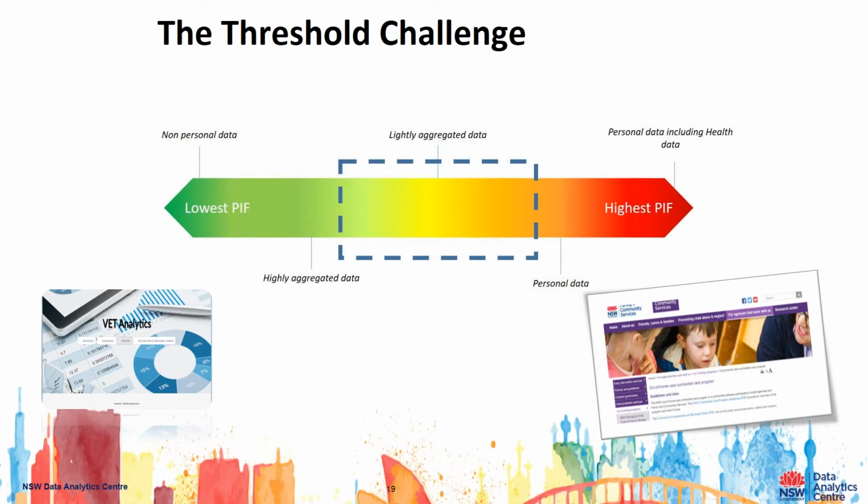So we work with open data, we work with highly aggregated data, we work with lightly aggregated data, we work with personal data, and we work with personal data with health. And at the two extremes of that spectrum, from what we call low personal information factor to very high personal information factor, it's actually pretty clear what your obligations and responsibilities are. For the open end, essentially everything is okay. There are some limitations, but broadly speaking, everything is okay.